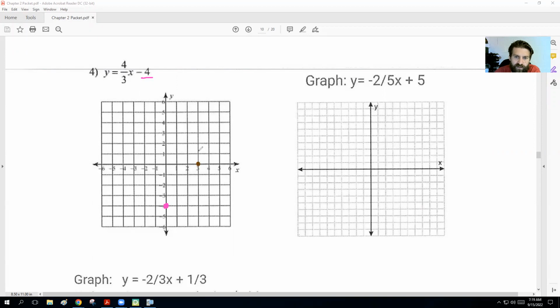And then we go up 4, 1, 2, 3, 4, over 3 again. There we go. We got 3 dots. It's about as best as we can do. Go through there.